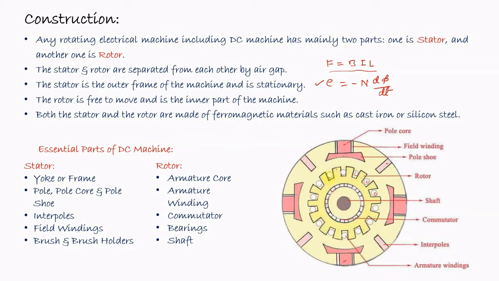So basically the rotor conductor, or we can say the armature windings, is the place where actually the energy conversion takes place. That means in case of motor, it is from electrical to mechanical power, and for generator, mechanical power to electrical power. So this energy conversion basically takes place in the armature winding. So we'll discuss one by one.